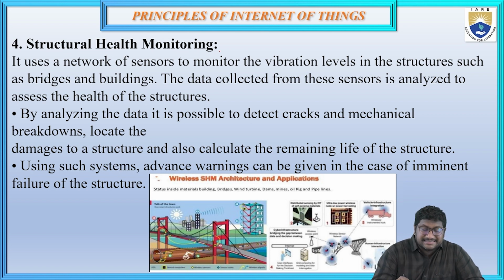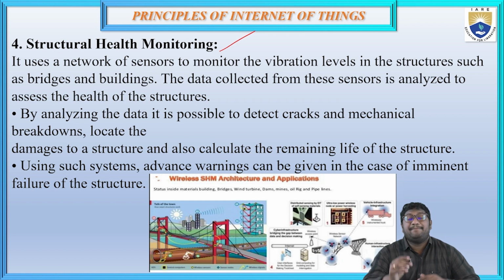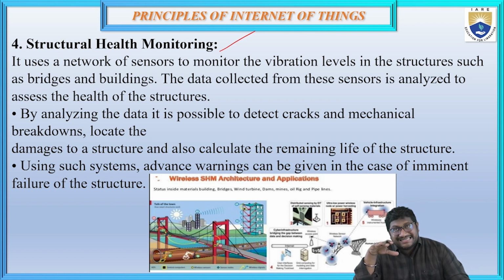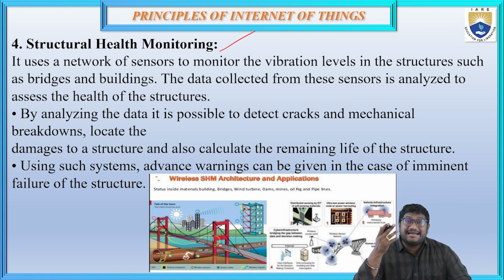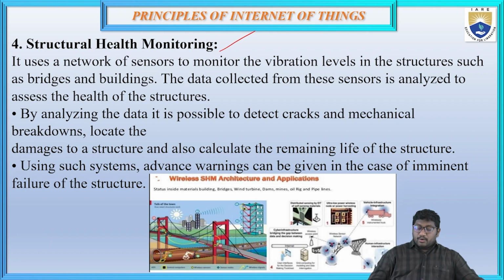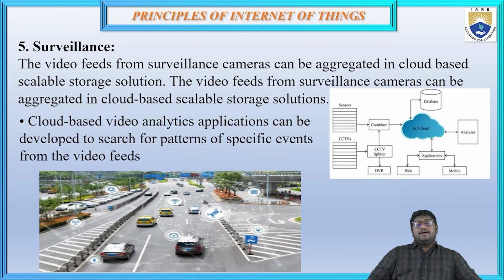See here, by using this structural health monitoring system, it uses a particular network of sensors to monitor the vibration levels in structures such as bridges and buildings. If any natural calamity happens, the sensors analyze and assess the structural health of those bridges as well as the buildings. By analyzing the data, it detects cracks, mechanical breakdowns, or other damages. With this, it gives you advance warnings, which is a great benefit of these health monitoring systems maintained in our smart cities.